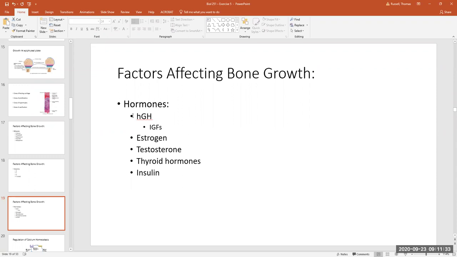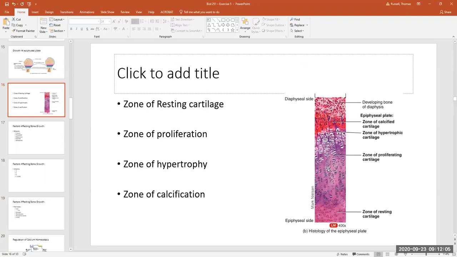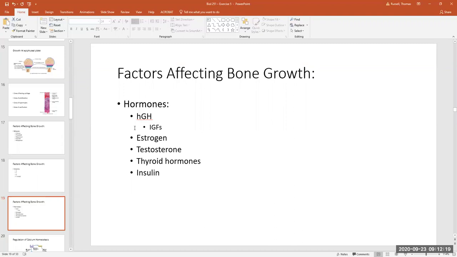But it doesn't work alone. It also causes the liver and some other tissues to make small secreted protein hormones called IGFs. These are insulin-like growth factors. So together, human growth hormone and IGFs stimulate the cells in the zone of proliferating cartilage to divide faster and faster than they normally would. So in part, these hormones are involved in our growth spurts.